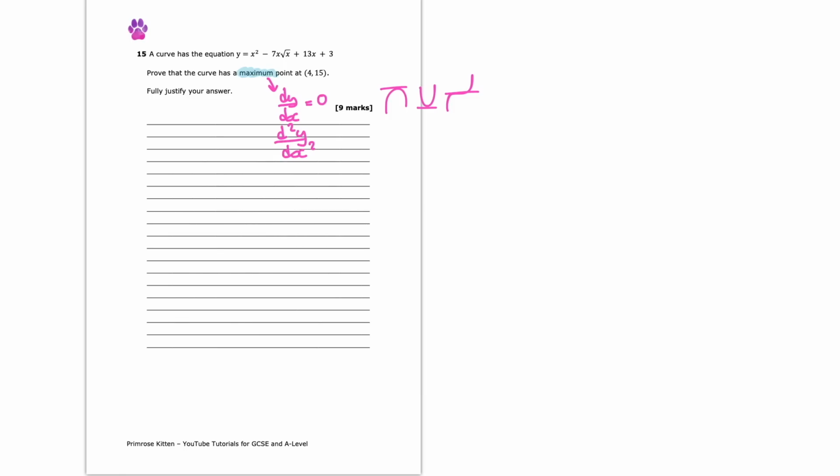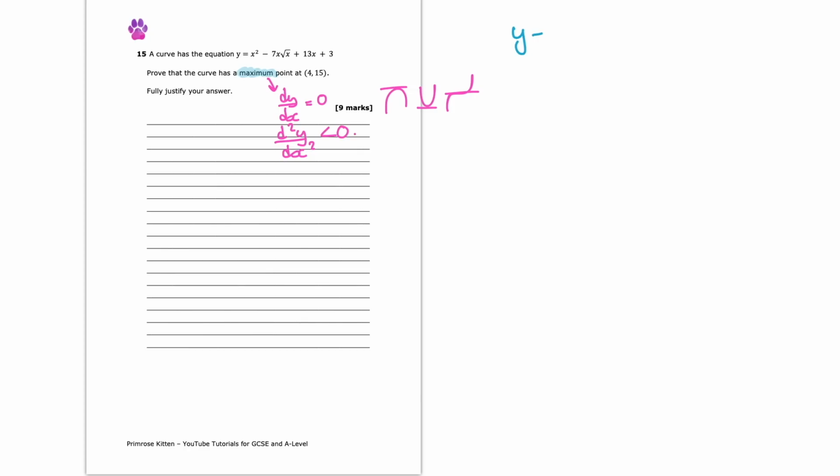And if that double differential is negative, then what we have is a maximum, okay? So we've established here, just from that keyword of maximum, that what we're going to need to do is to differentiate, equate it to 0 and solve, get that value of x, and then differentiate it again and substitute that value in and determine, is that double differential positive or negative? All right, so let us have a go at this then.